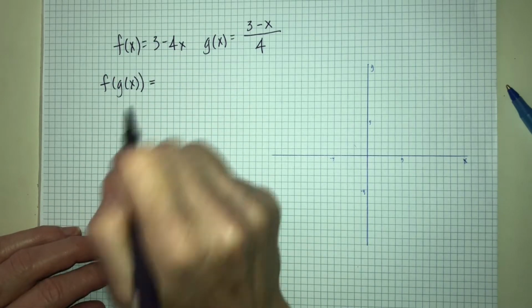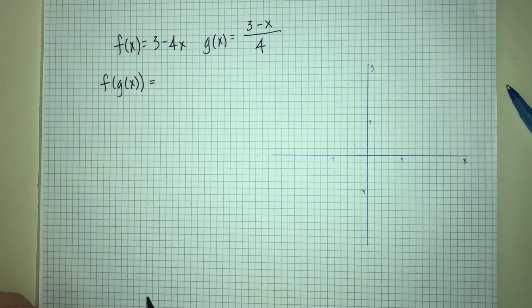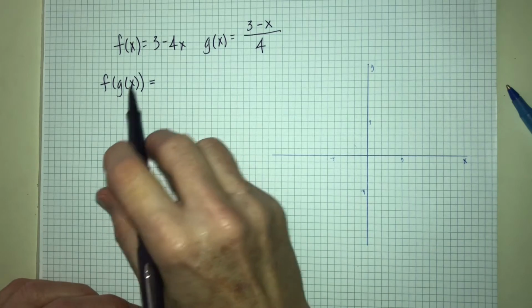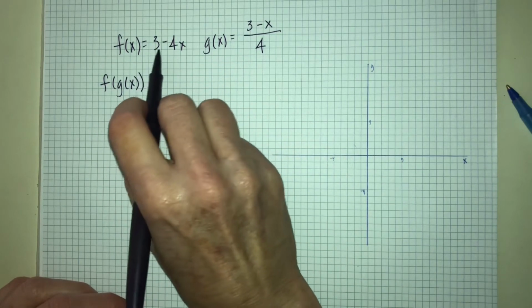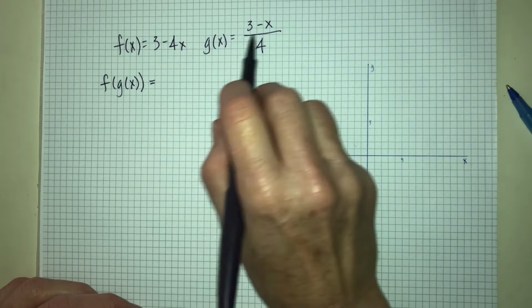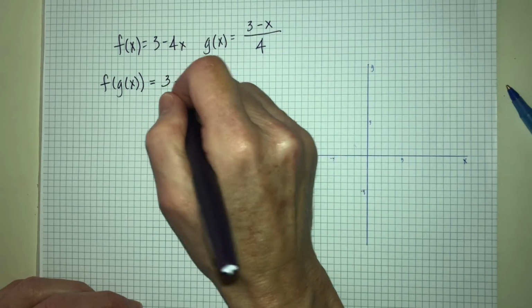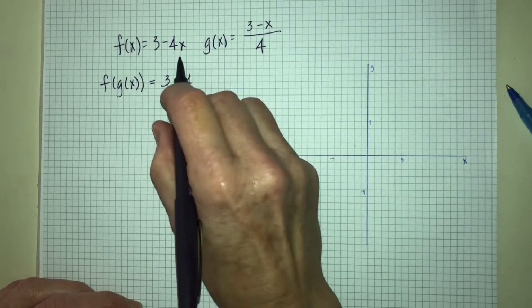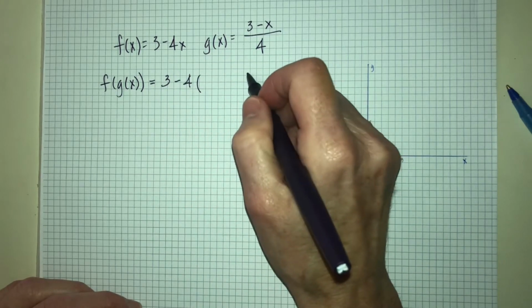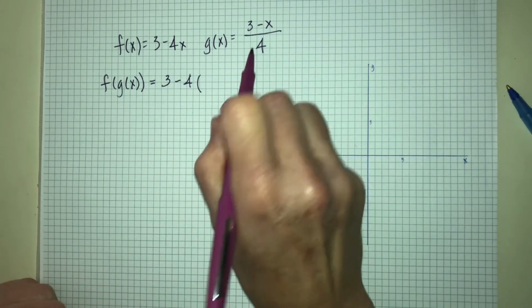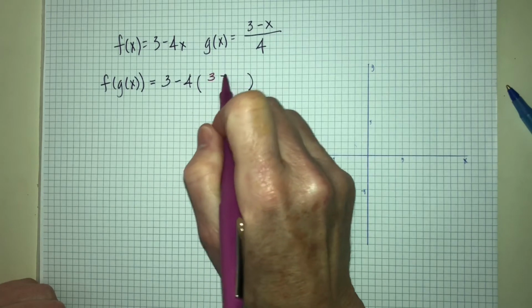So if you need information on how to compose functions, I will put a link in the description box, so check that out. So to compose f of g of x, we'll copy the function f of x. Every time we get to an x, we'll plug in the entire function of g of x. 3 minus 4. Now, I've got an x here. What I'll do first is put parentheses in place of the x, and that reminds me to plug in the g of x function.